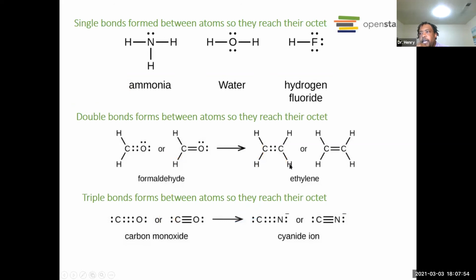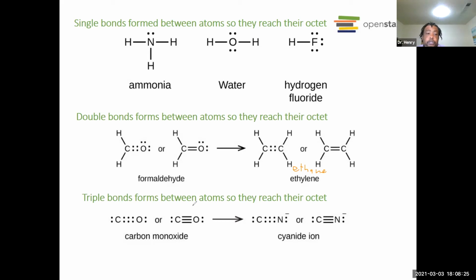Okay, the same thing happens here with ethylene. The carbons have to use a double bond to be able to reach their octet, and single bonds with each of the hydrogens. So there are 8 around this carbon, 8 around this carbon, and 2 around all of the hydrogens.